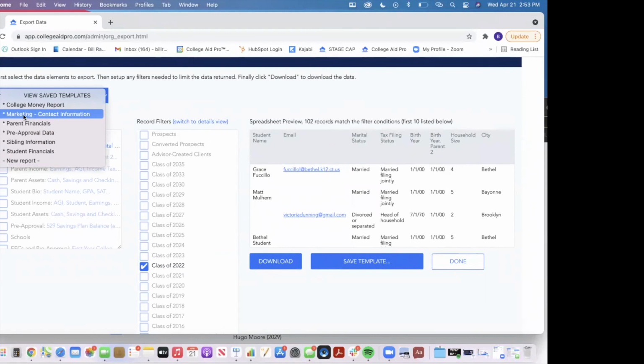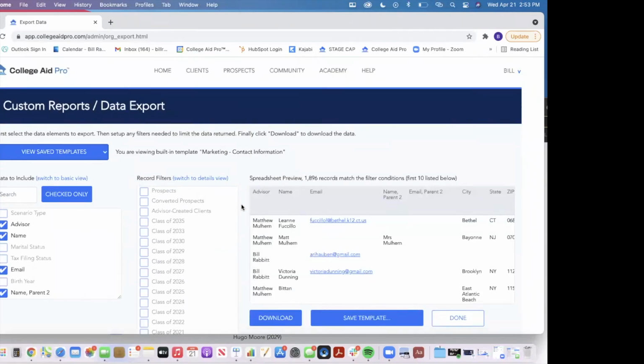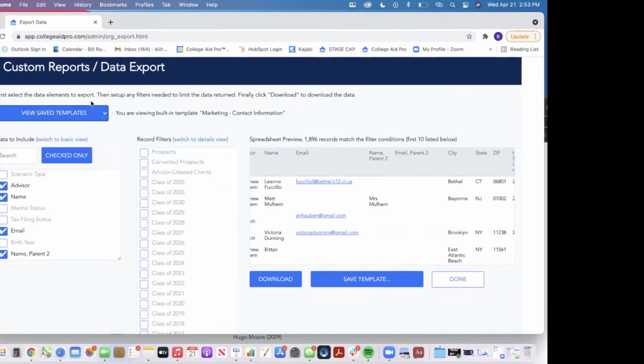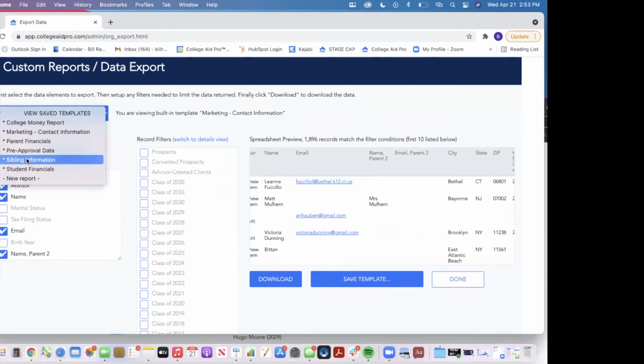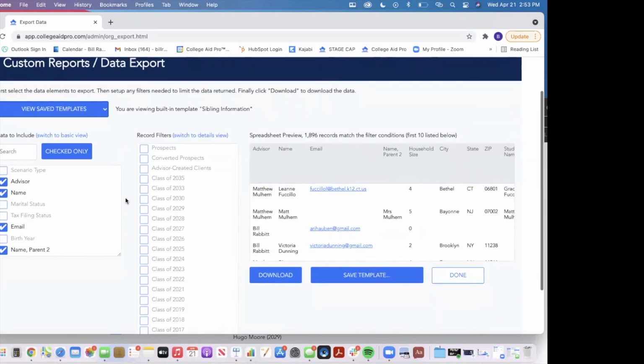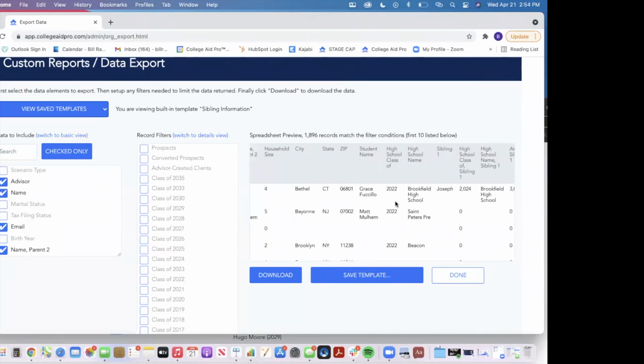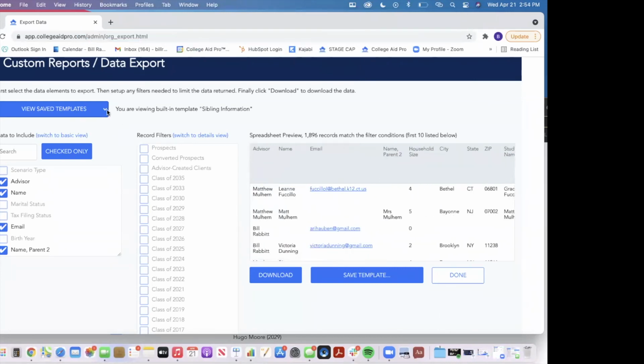So we built a simple marketing contact information report. Let's pull everybody's name, everybody's email, where they're from, their zip code. What we're getting intentional about is taking a look at the sibling information. So this report shows families that have multiple kids and where their siblings are at in this college educational planning pipeline, and then you can start targeted campaigns there and cultivate that messaging accordingly.